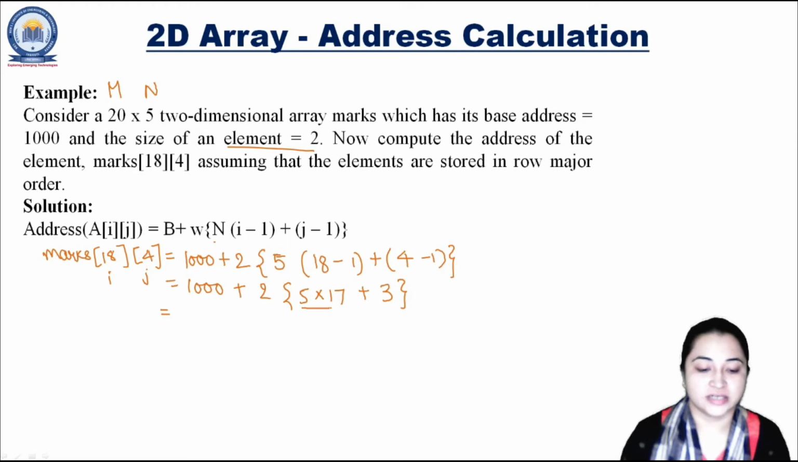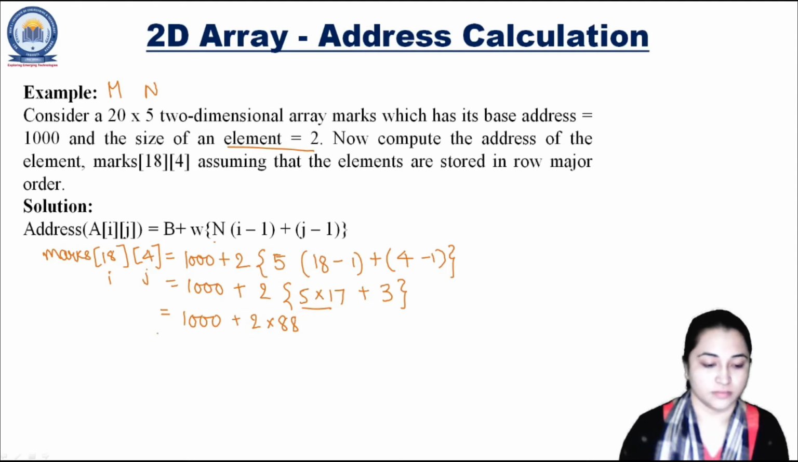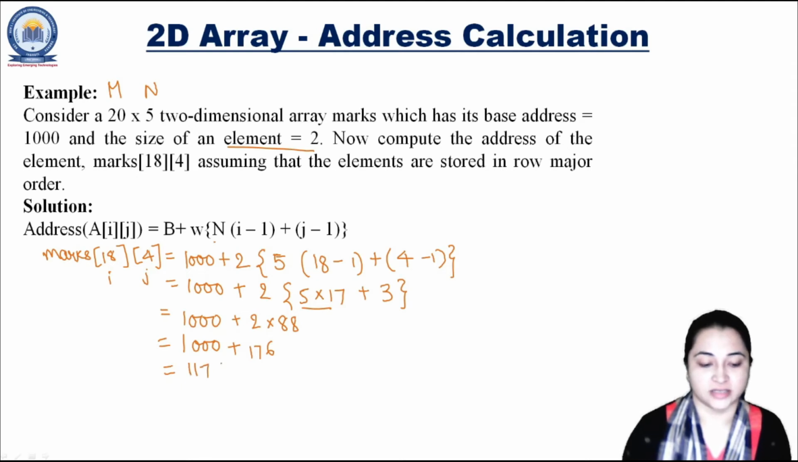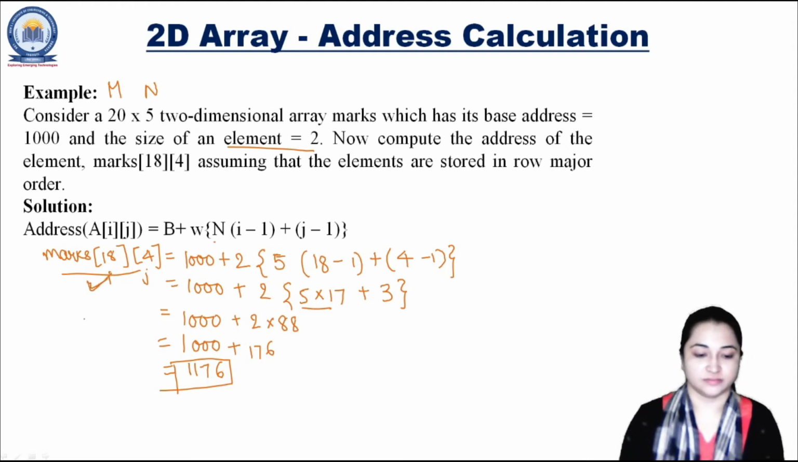So it is 85 plus 3, which is 88. Okay, and 88 into 2 would be 176, and the answer we will get is 1176. So 1176 is the address at which this element is present. Okay.